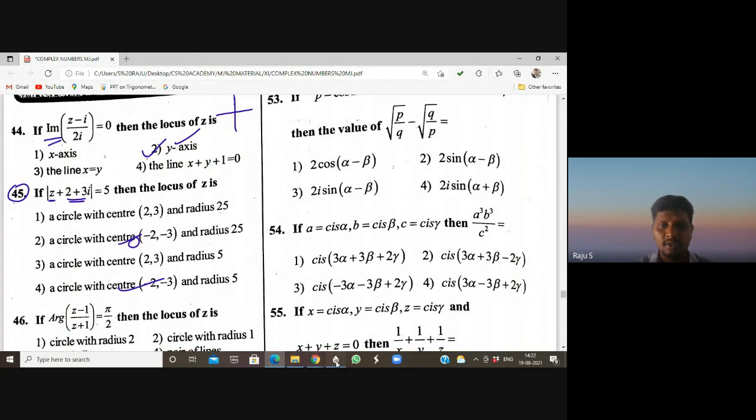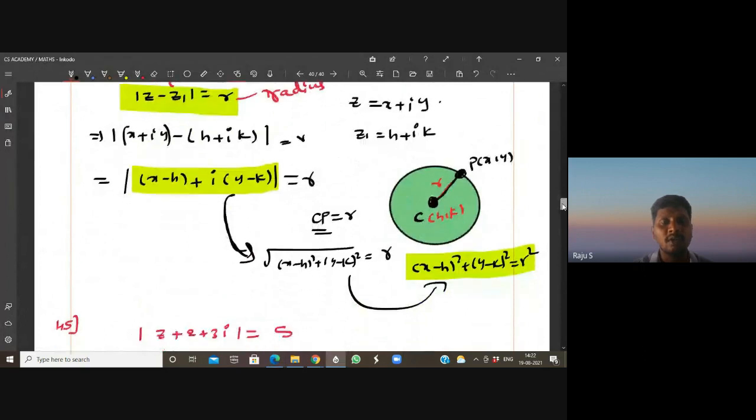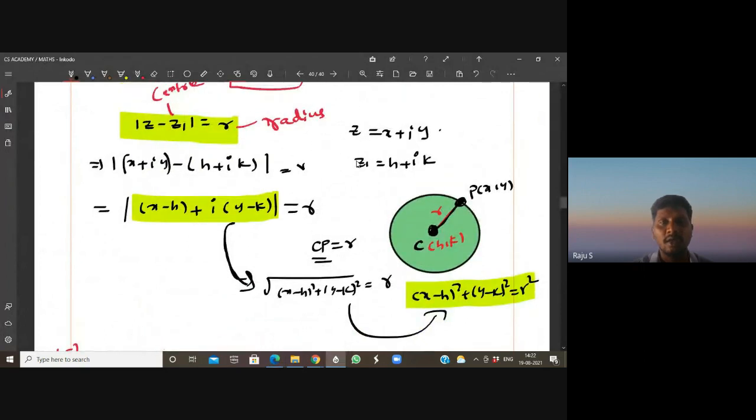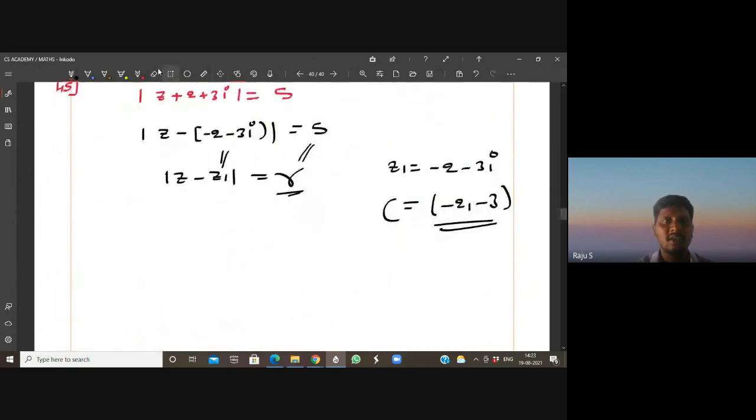Once again, I derived here clearly modulus of z minus z1 is equal to R will represent a circle equation, where z1 represents the center of the circle and the right side R represents the radius of the circle. Fine, students. Okay, in the same way, look at here. Few more important properties are there. Modulus of z minus z1 is equal to modulus z minus z2. Just now we have done one problem.